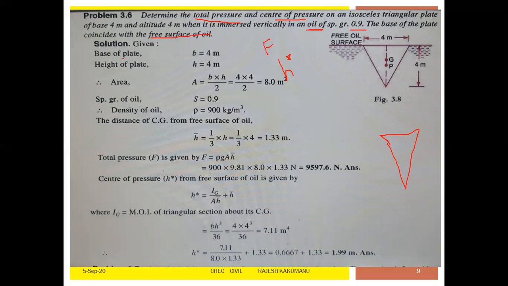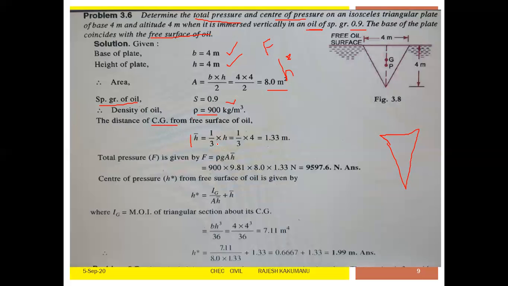Now take the base of the plate, B is equal to 4 meters, H is equal to 4 meters. Now what is the area? Area is equal to B into H by 2, that is 8 meters square. Now what is the specific gravity of oil? S is equal to 0.9. What is the density of oil? Density of oil is equal to 900 kg per meter cube. Now the CG from the surface of the oil, H bar is equal to 1 by 3 H.